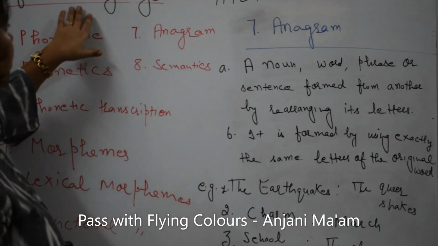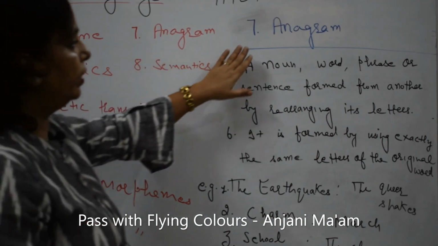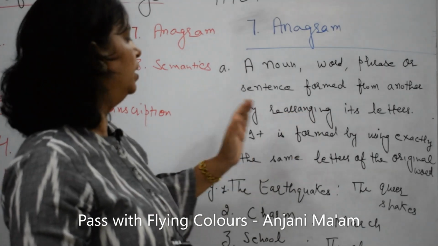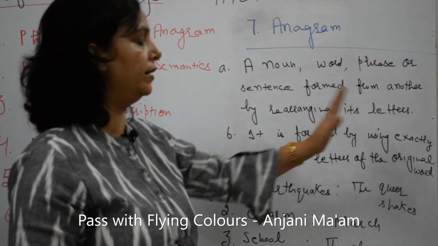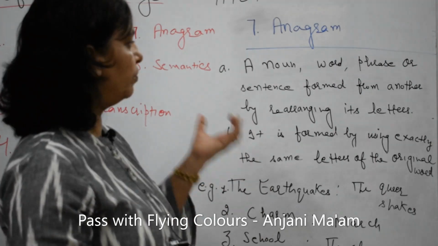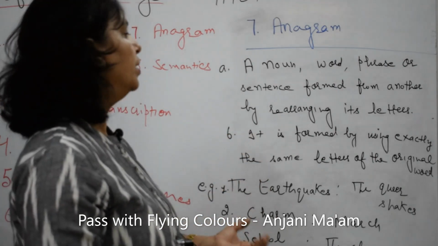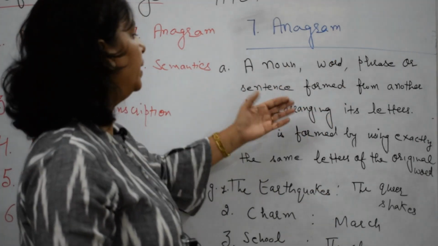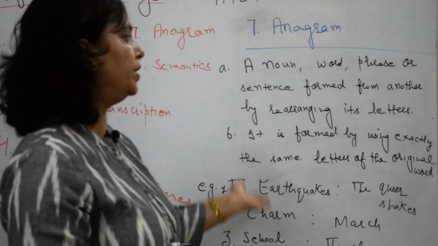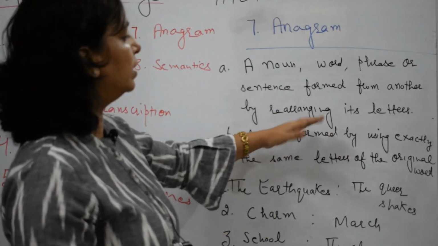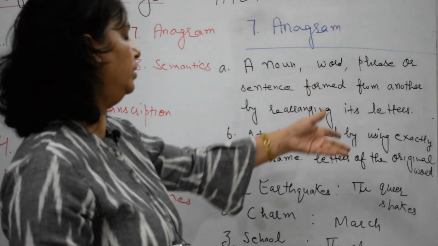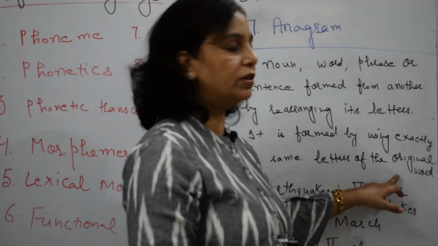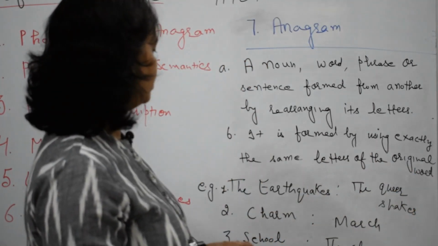The seventh important component of language is the anagram. It means a noun, word, phrase or sentence formed from another by rearranging its letters. It means any word, whether it is a noun or a phrase, we can form another word from that noun, word or phrase. It can be a sentence, and from that sentence we can form another sentence by using the same letters and rearranging them. Secondly, it is formed by using exactly the same letters of the original word. So how does it happen? Let's see the example.